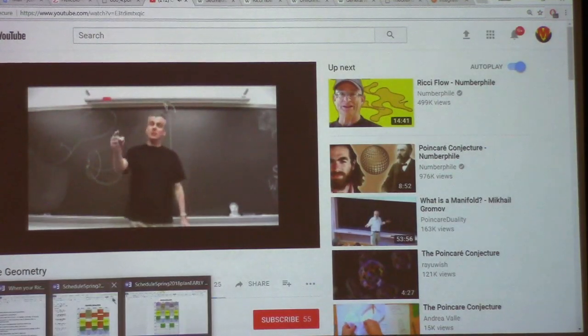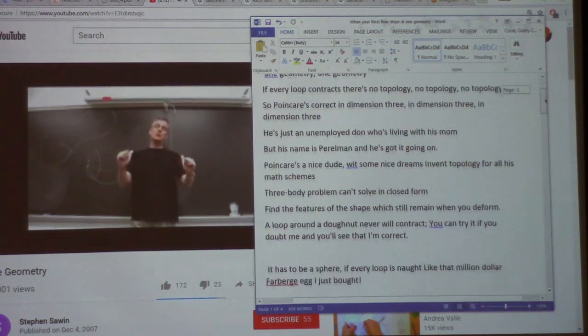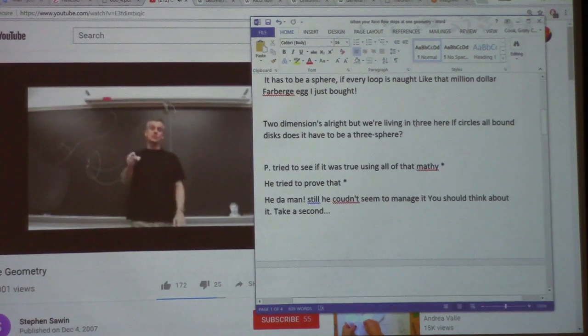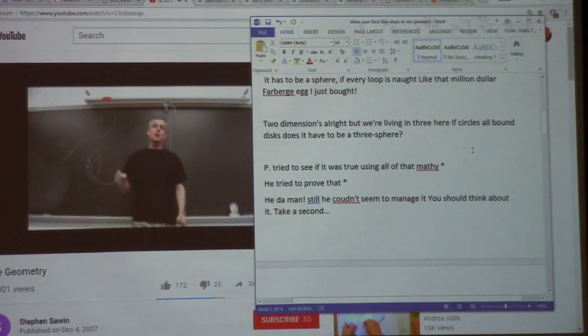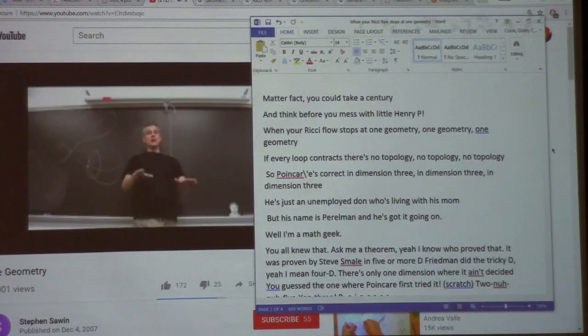Never will contract. You can try it if you doubt me, and you'll see that I'm correct. Has to be a sphere. Every loop is not like that. A is just called 2 dimensions all right, but we're living in 3. Does it have to be a 3-sphere? He tried to see if it was true, using all that math. Tried to prove that. You should think about it. Take a second. Matter of fact, you can take a century. Think before you mess with little Henry.